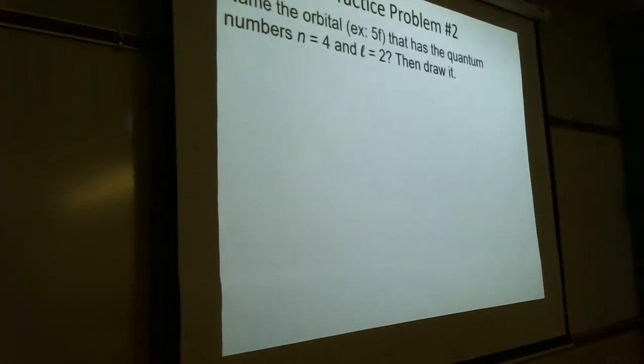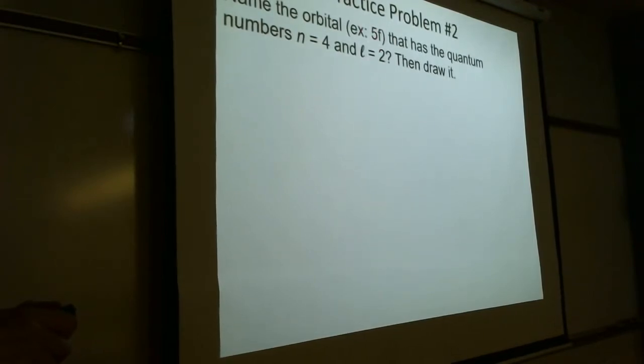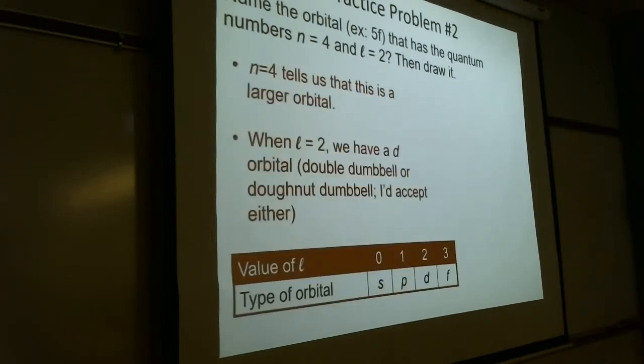Okay. If N equals 4 and L equals 2, what's its name? So, for instance, that would be a name right there. N and L. So if N is 4 and L equals 2, what's its name? And then draw it. So the first number is really easy. What is it? 4, right? Because that's the value of N. Now you just remember, okay, what letter corresponds to L equals 2? 0, 1, 2, 3, S, P, D, F. So it's what? D, right? So this would be a 4D.